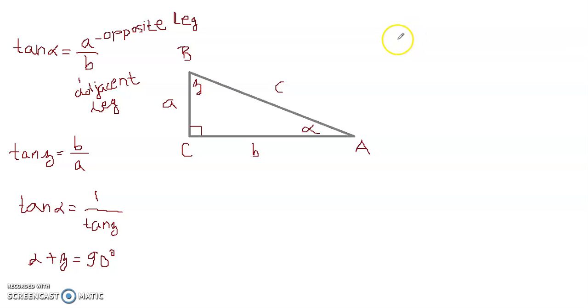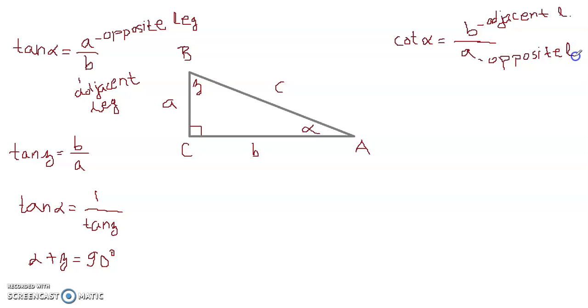Cotangent function, which is denoted by COT, of angle alpha, is equal to b over a. b is adjacent leg. And a is opposite leg for angle alpha. So definition of cotangent function is adjacent leg over opposite leg.